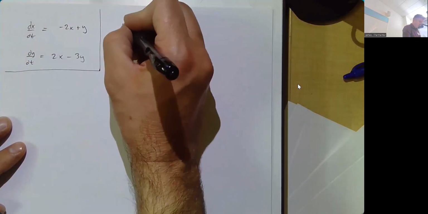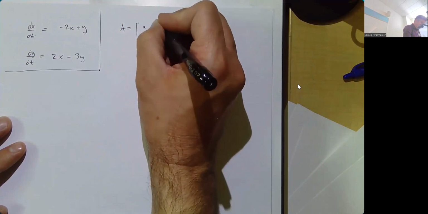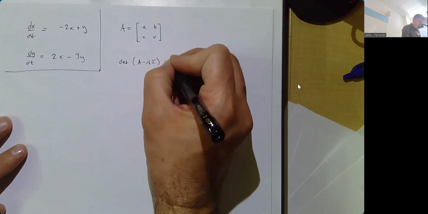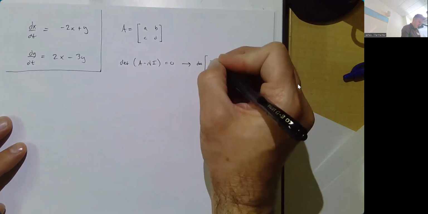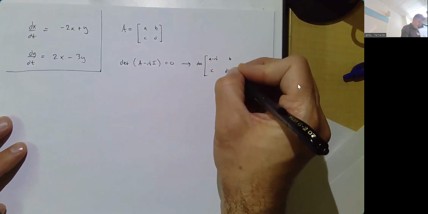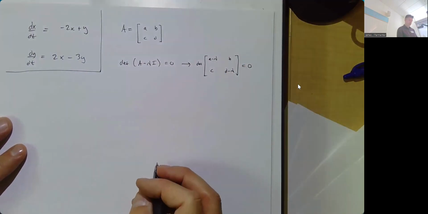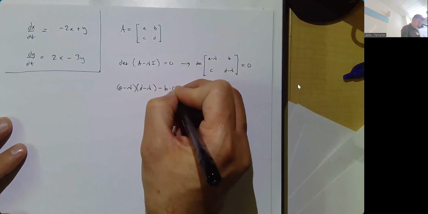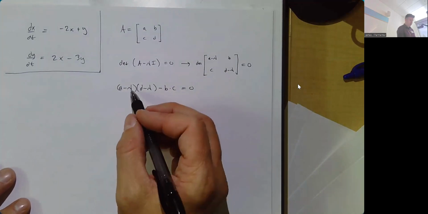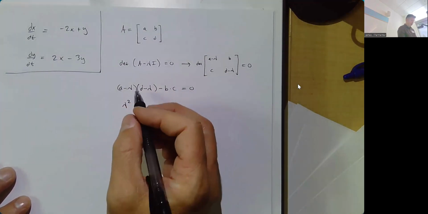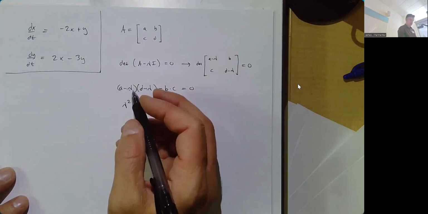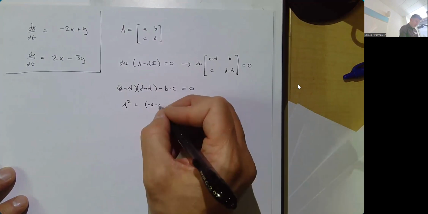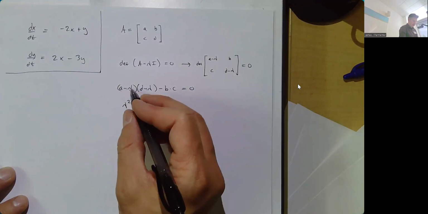So if my matrix was just some general matrix A, B, C, D, and I want to find the determinant of A minus lambda I equal to 0, that's the same as saying the determinant of A minus lambda, B, C, D minus lambda equal to 0. We multiply this out, we get A minus lambda times D minus lambda minus B times C equal to 0. Multiplying that out, negative lambda times negative lambda is lambda squared. I get negative lambda times D plus negative lambda times A, and I'm going to write that as negative A plus D, times lambda. And then I get A times D minus B times C.